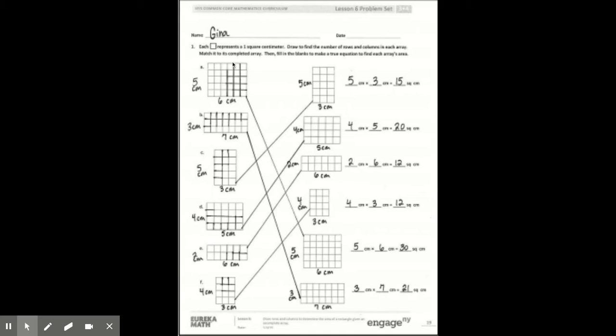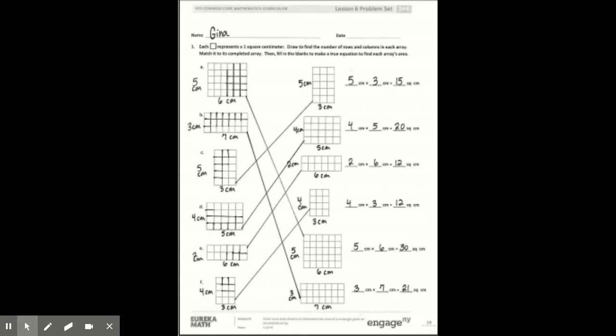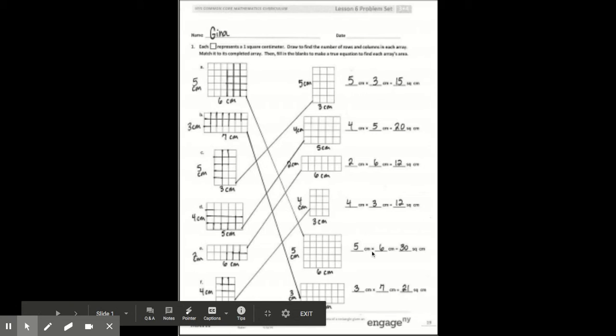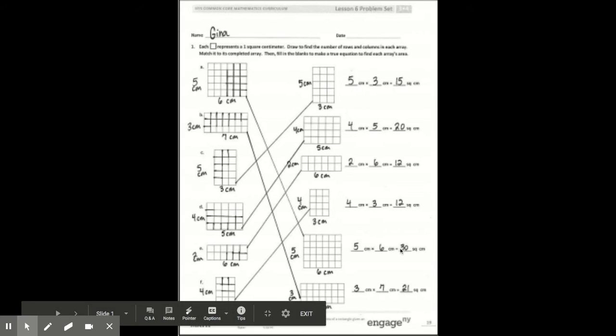And they have found that this square matches this one. So you should have a line drawn down here, 5 centimeters, 6 centimeters. And you're going to fill that in, 5 centimeters times 6 centimeters. So if we count by fives, 5, 10, 15, 20, 25, 30, our area will be 30 square centimeters.